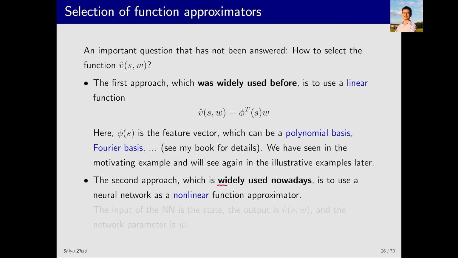Another method, which is widely used nowadays, is to use a neural network as a nonlinear function approximator. That is, I do not know the exact expression of the neural network, but I can input s and it outputs v hat(s, w), with w as its parameter. This neural network can be considered as a nonlinear function of w.